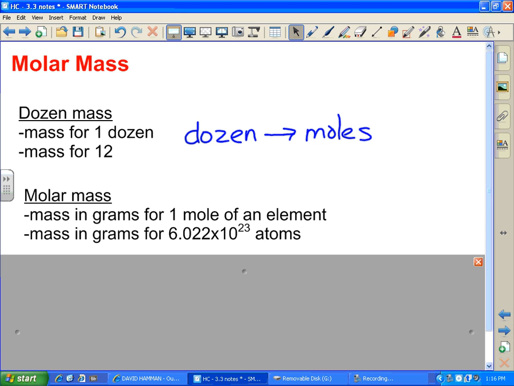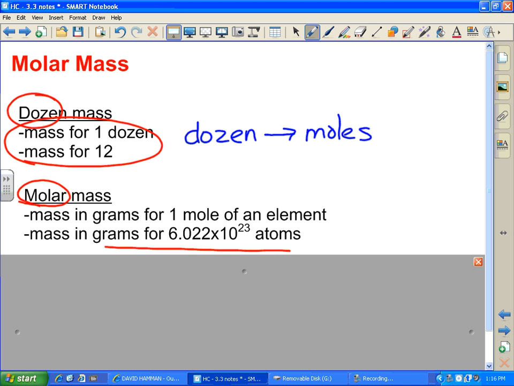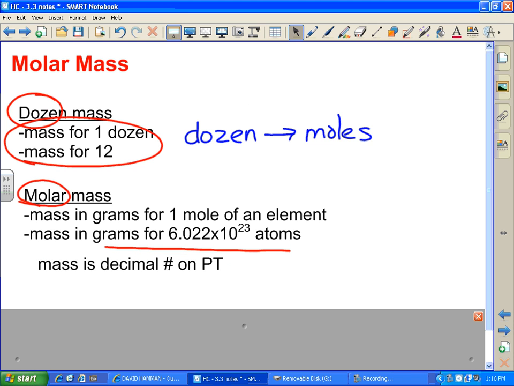And it tells us the mass in grams for 1 mole of an element, or the mass in grams for Avogadro's number of atoms of an element. So again, we can see the two comparisons between what a dozen mass tells us and what the molar mass tells us. Now, where is that number? Well, it's a decimal number on the periodic table. So we look at a periodic table and we see that decimal number on it.